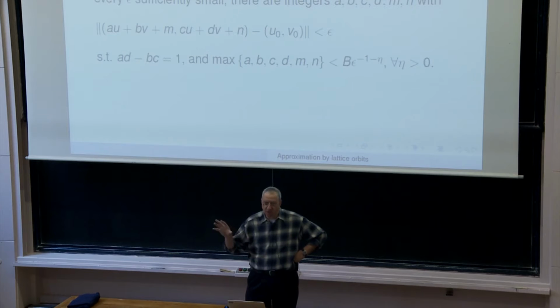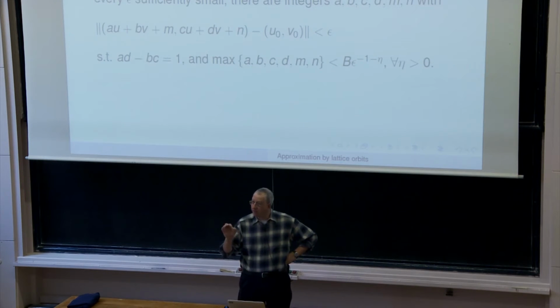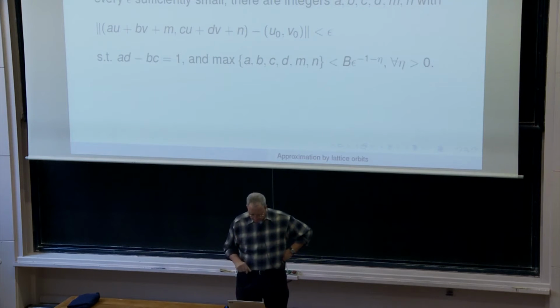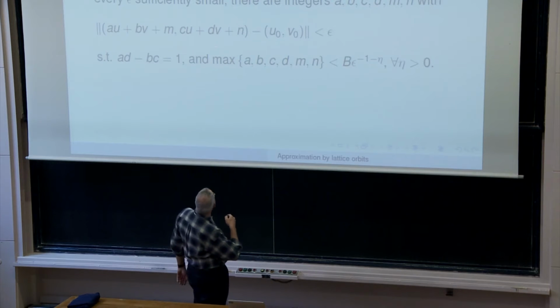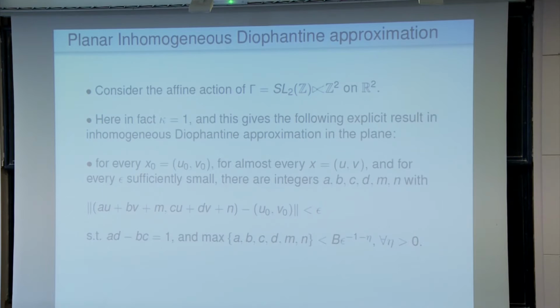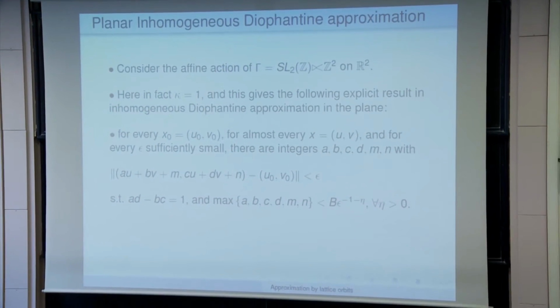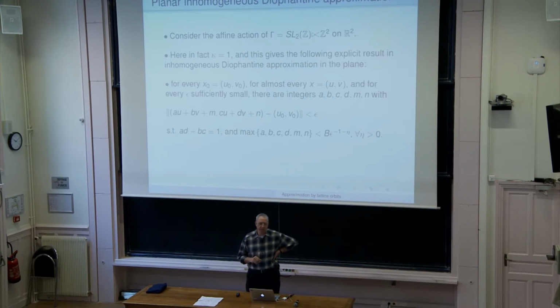This is sort of unavoidable in this theory. The take-home message is that kappa equals 1. But what it means practically is that you can solve this with epsilon to the minus 1 minus eta for every eta. That's a typical feature of this analysis. So what you have here is the action of an element in SL2Z semi-direct product Z squared on the plane. Basically, we're looking at the orbit of the integral lattice in the affine action on the plane. And these orbits, almost all of them are dense, and they approximate points in the plane up to this efficiency. You will not be able to do this with a rate which is strictly less than 1. That's the meaning of best possible.